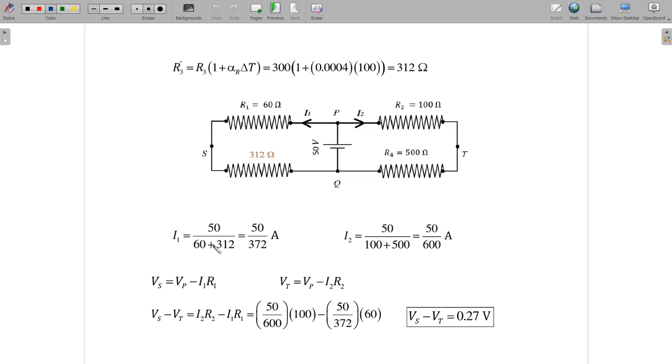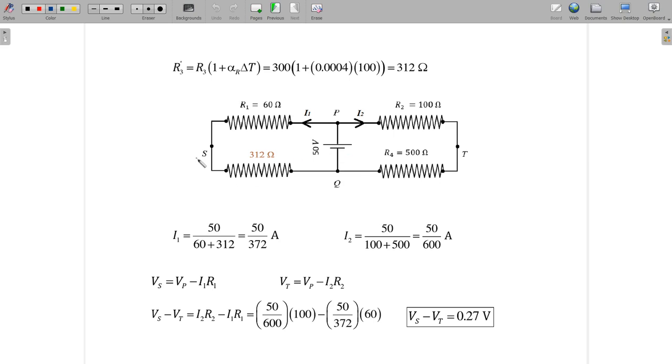So I1 is the potential difference of the battery, the EMF of the battery, 50 divided by the sum of the resistances. So this is the current flowing through this branch, and this is the current flowing through the second branch. तो I1 और I2 आ गए, और फिर उसके बाद we can simply write the potential at the point S, Vp minus I1 R1, right, and the potential of the point Vt as Vp minus I2 R2.